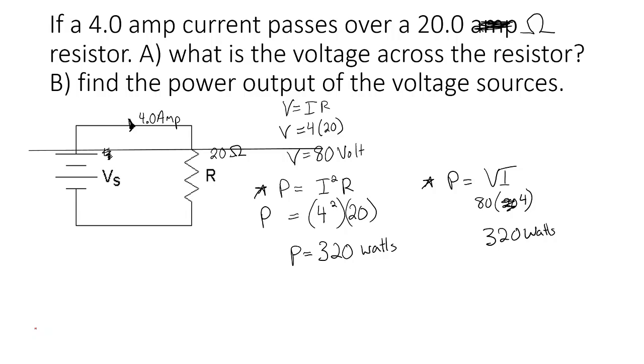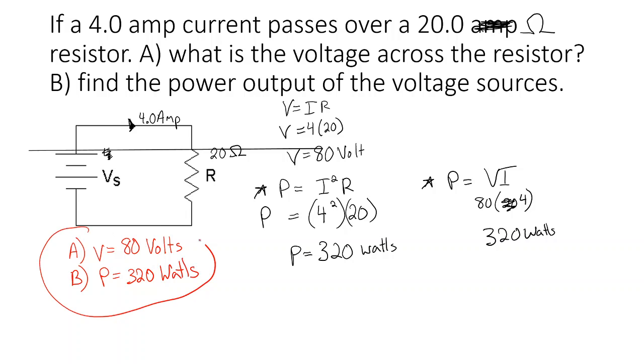We have 2 significant digits in the question, so we're going to say that for A, V equals 80 volts, and for B, P equals 320 watts. Okay, let's move on to the next question.